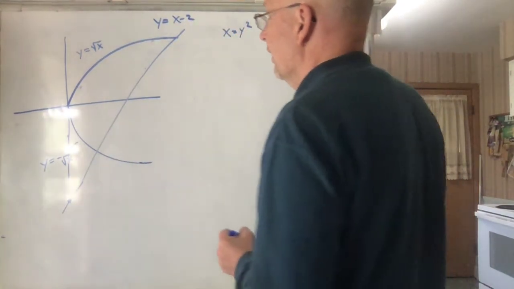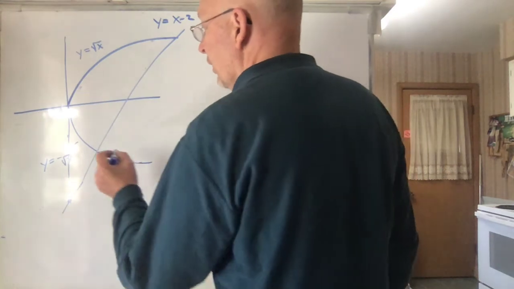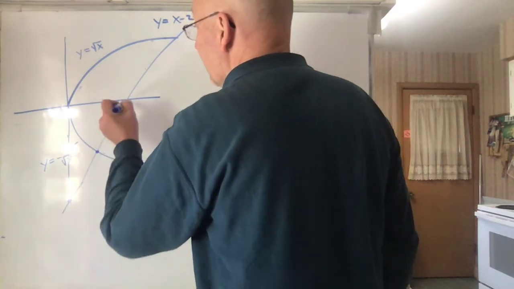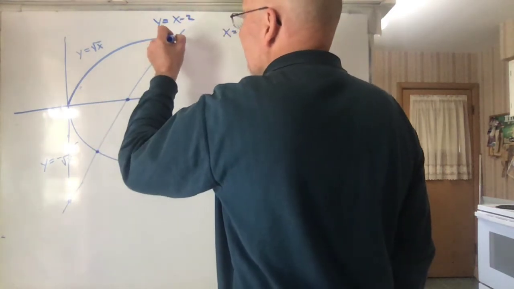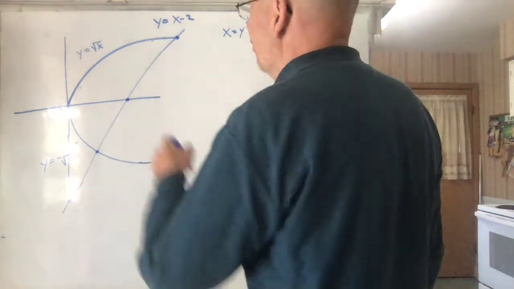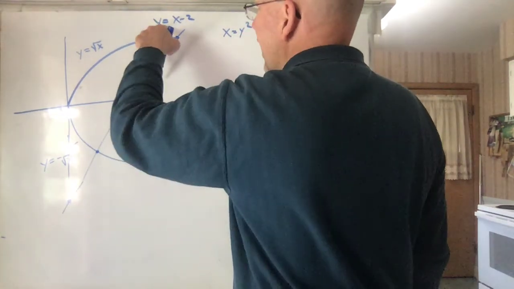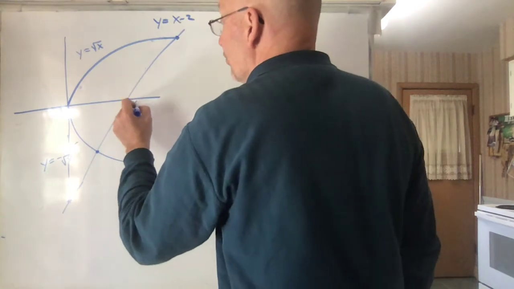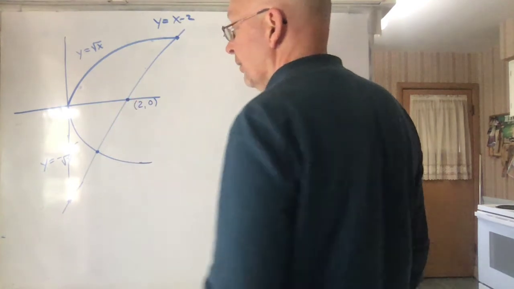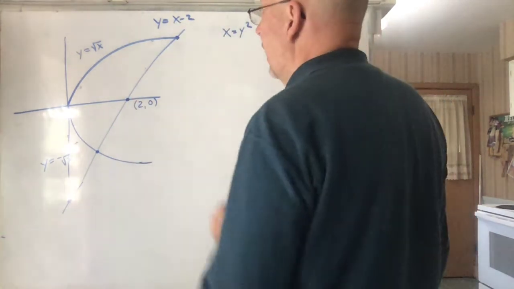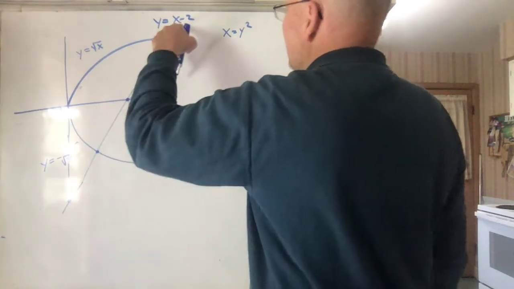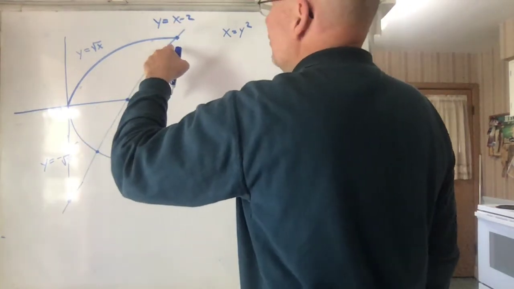So again, let's just start. You're going to see why in a moment. We better find these points of intersection. So this one's easy enough. If y is equal to 0, x is equal to 2, so this is the point 2, 0 right there. To find this one and this one, let's see, how can we do it?